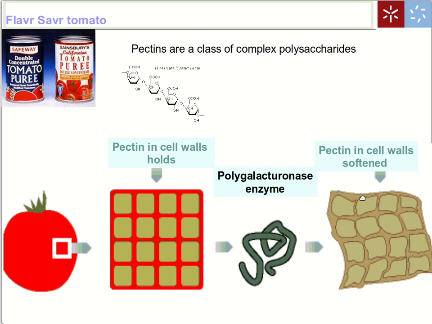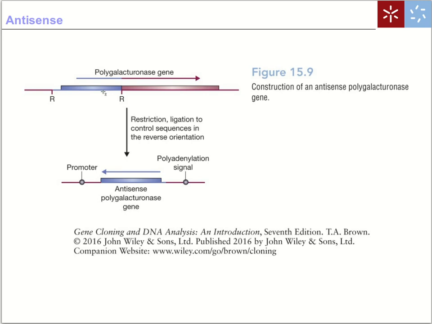So the scientists set out to solve this problem. The scientists already knew what the polygalacturonase gene was, and they set out to delete it, to silence it. This was done many years ago, so direct deletion of the gene was a much harder task than it is today. What the scientists did was to design an antisense gene that would express and silence the gene. That is a gene that is complementary to the gene itself.